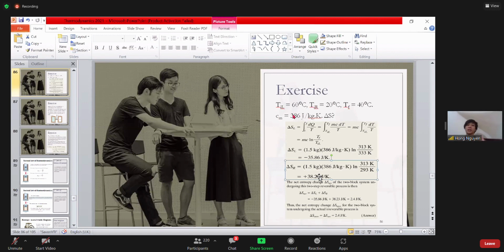And our system actually is the combination of the two blocks together. So if we calculate the change of entropy for the system of two blocks, we have an entropy change of 2.4 joule per Kelvin. So this one is bigger than 0, right? According to the second law, the change in entropy is always equal to or bigger than 0. And for an irreversible process, we always have a change in entropy bigger than 0.